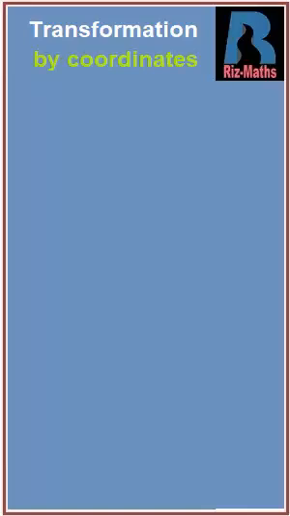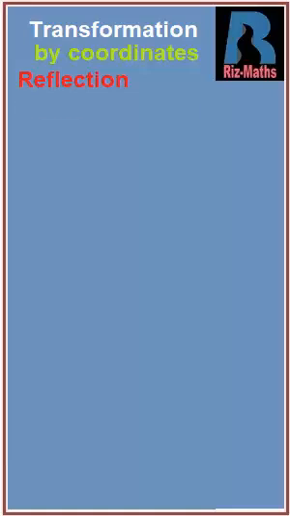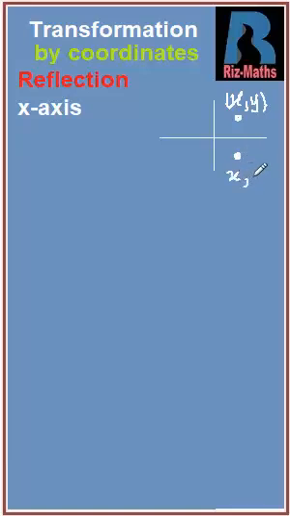Hi viewers, so we are going to talk about the transformation of the shapes by using the coordinates of their vertices. Okay, so first of all we will start with reflection. Reflection in x-axis. So a point with coordinates x, y, when it is reflected in x-axis, its image will be here, so which will automatically be having the coordinates x and negative y, because the y coordinate became negative.